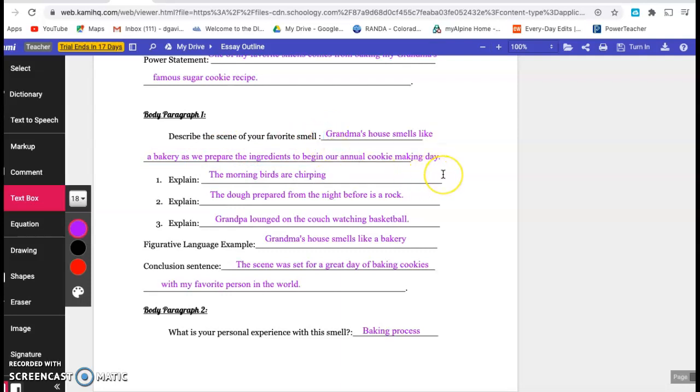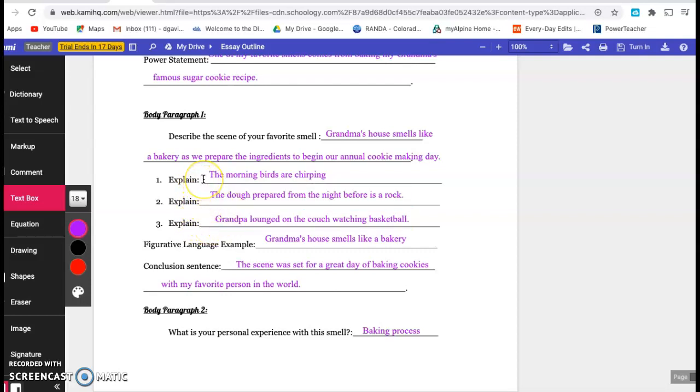Grandma's house smells like a bakery as we prepare the ingredients to begin our annual cookie making day. Okay, so that is what this paragraph is going to be about. What do I see? What do I smell? What do I hear when I go to Grandma's house? I just want to describe the scene for my reader. Okay, I need to fill out these 3 explanation lines.